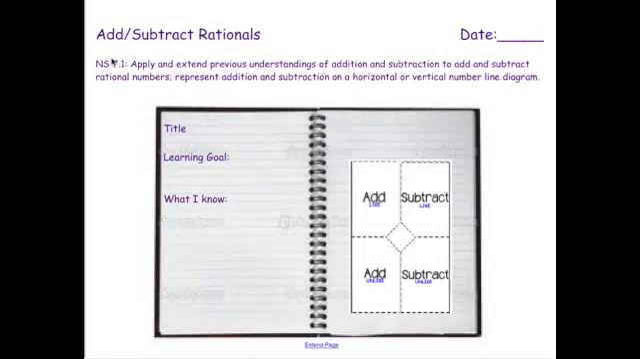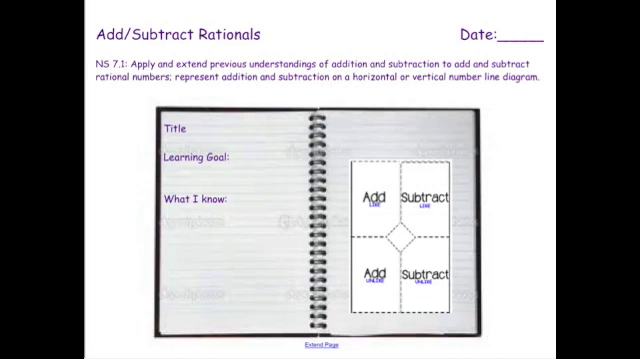Today's video lecture is about adding and subtracting rational numbers. Rational numbers are numbers that fall in between whole numbers. That is, they're a part of a whole number. So a rational number can be a fraction, it can be a decimal, it can also be a mixed number or a decimal number greater than 1.